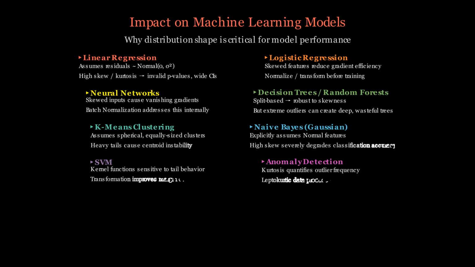Support vector machines need well-behaved feature spaces. Transformations improve the clarity of the decision margin. And for anomaly detection, kurtosis itself becomes a feature. Leptokurtic data generates more extreme values that may trigger false alarms.